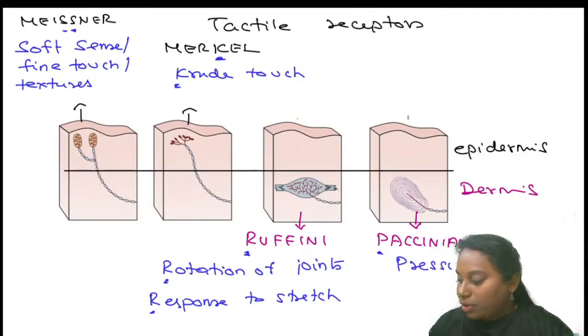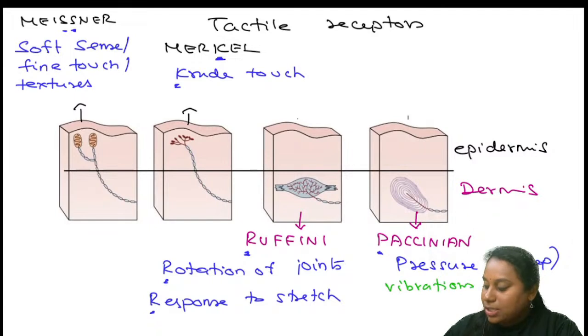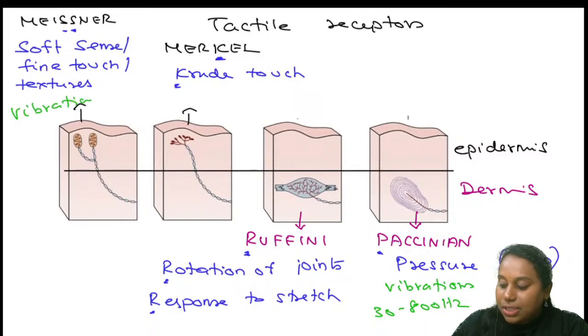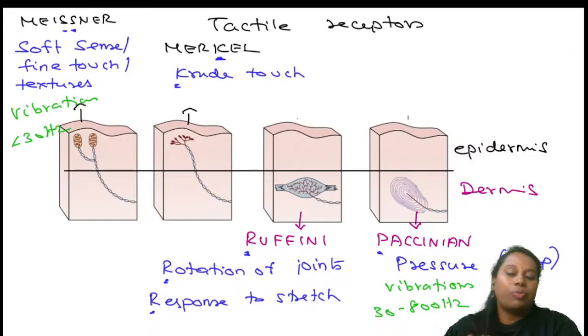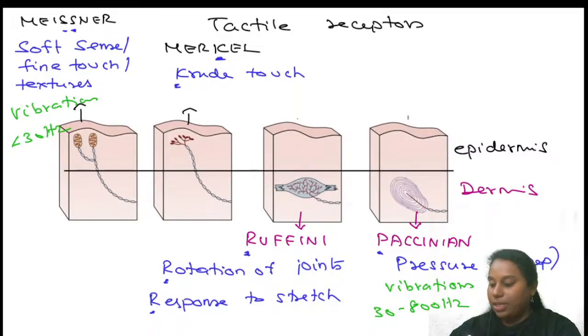Pacinian, P for pressure, deep pressure. Pacinian can sense pressure, especially deep pressure. What about vibrations? Vibrations also Pacinian, vibrations of 30 to 800 Hertz. Most of the vibrations are 30 to 800 Hertz only. So vibration means Pacinian. Very rarely you have vibrations less than 30 Hertz, which are sensed by Meissner. Otherwise, vibration means Pacinian. So Pacinian, P for pressure and also vibrations.